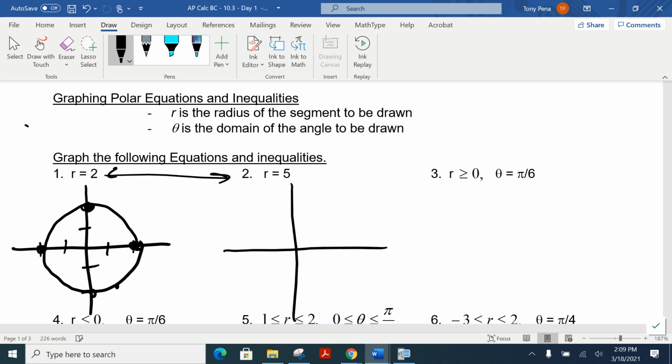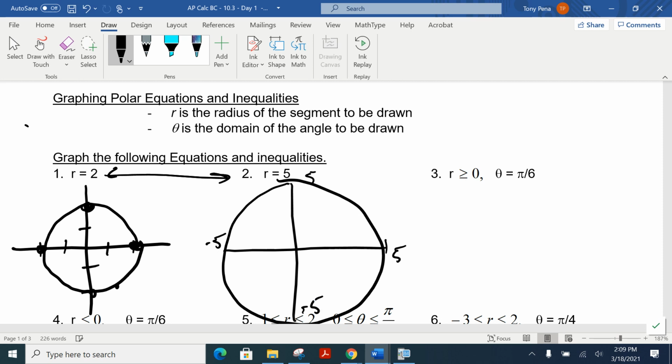Which then makes number 2 super easy, because same exact thing, right? So if this is a radius of 2 with a circle, this should just be a bigger circle with a radius of 5. So that's how we can get a circle in polar notation.